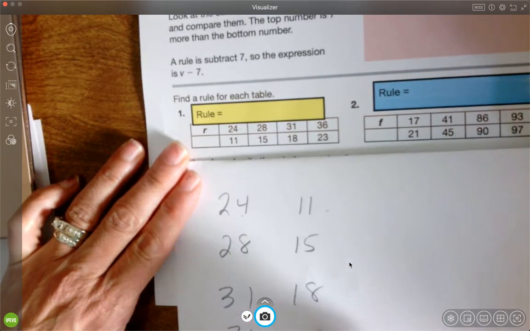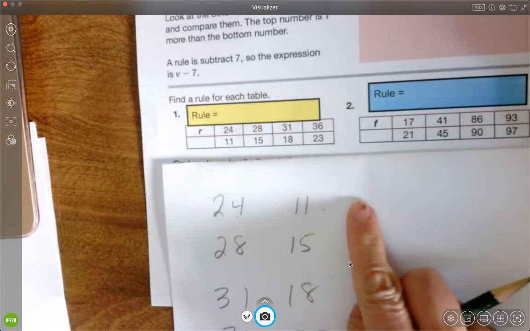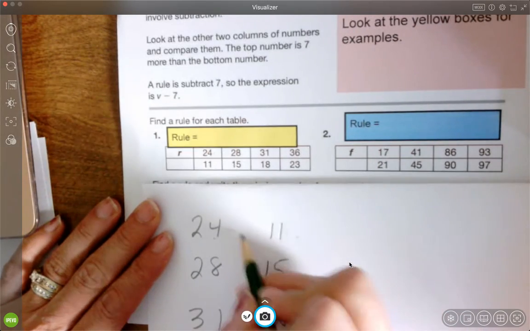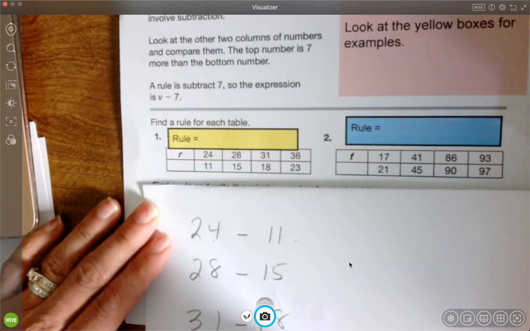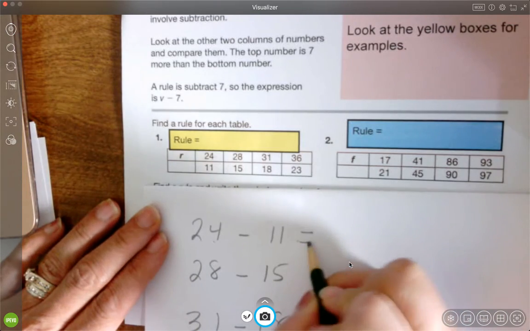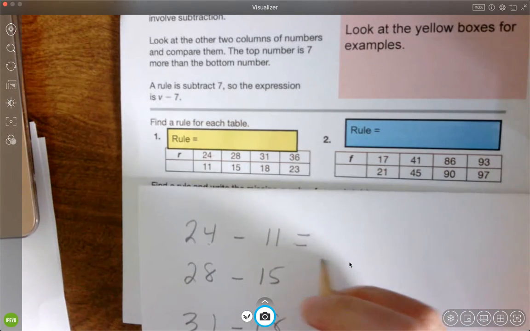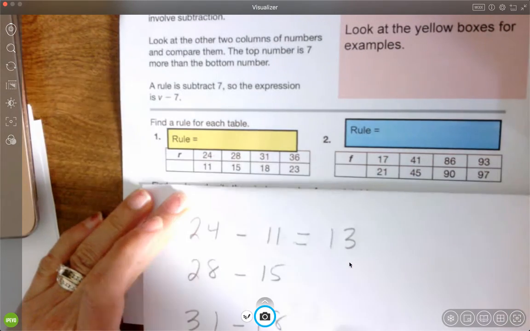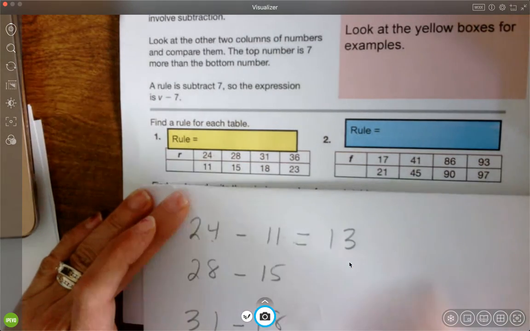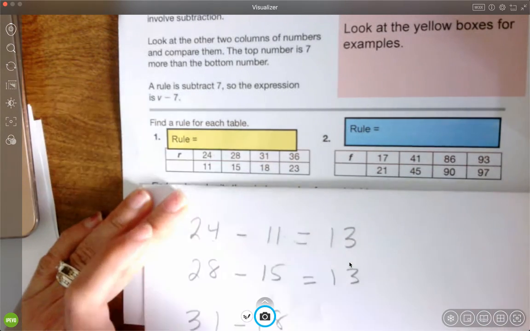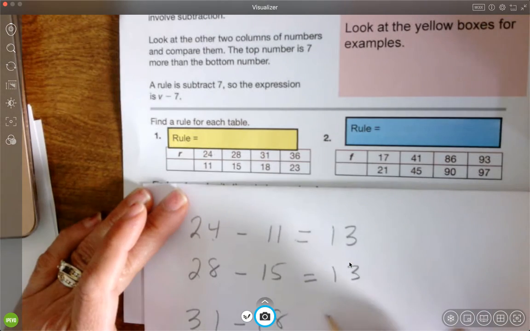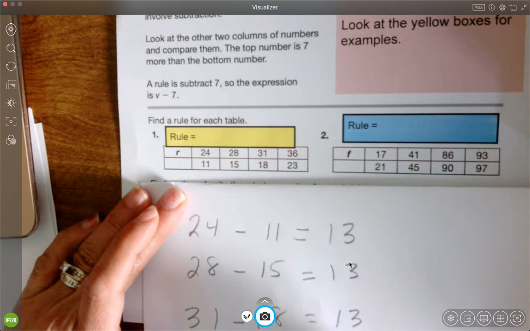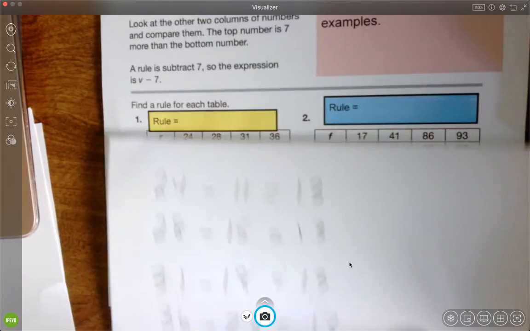Are the numbers getting bigger or are they getting smaller? I notice they're getting smaller, so I know I'm going to be subtracting. What is 24 take away 11? 13. What is 28 take away 15? 13. What is 31 take away 18? 13. And finally, what is 36 take away 23? 13. So I know they're all going down by 13.